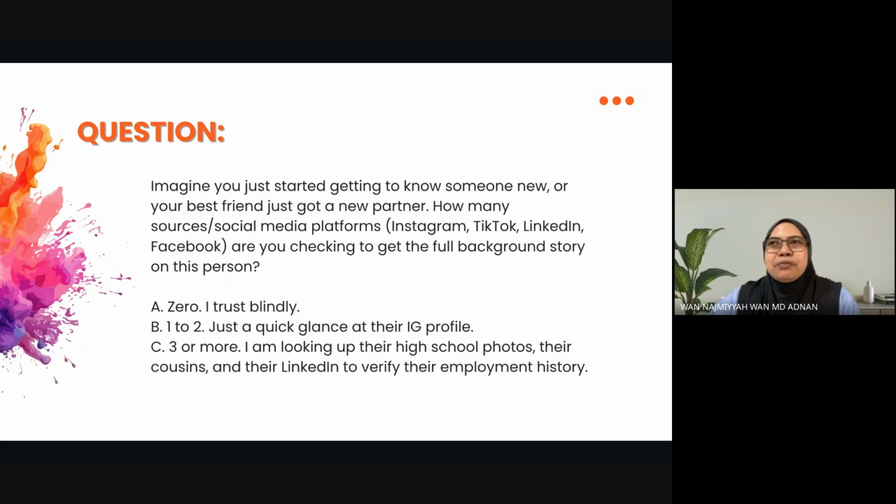You are probably checking 3 or more social media accounts of this person in order to get to the high school photos, their cousins, their LinkedIn profile, their Facebook, if they have one, their TikTok accounts, to make sure that you can understand this person, to make sure this person does not contain any red flags, or whether they have a lot of green flags that you can agree upon, right?